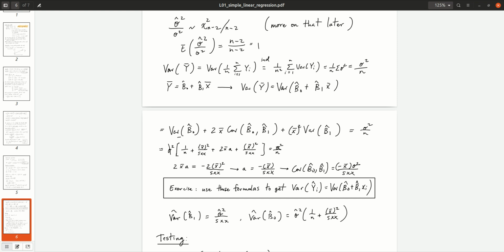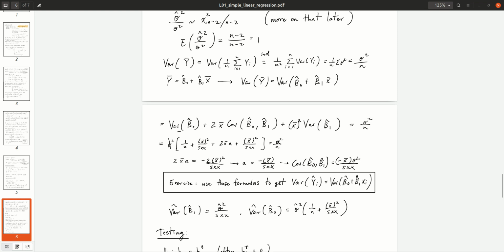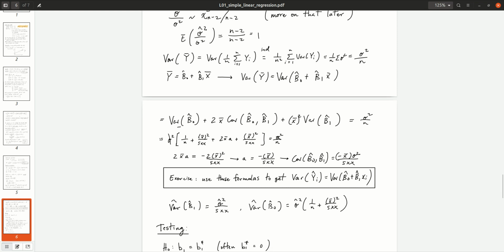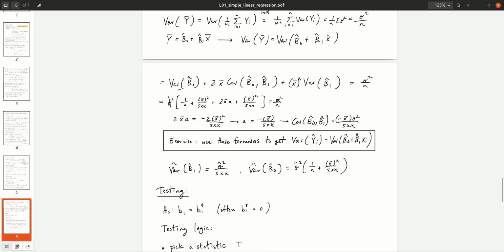And then the rest of this derivation is just solving for this, because this has a known formula above, and this also has a known formula above. And we know that the whole thing is equal to sigma squared over n because it's the same as the variance of y bar. Okay, so I'll skip the details of the derivation. You can go through this yourself, but this is just solving that equation for the covariance. And I'll just say yada, yada, yada. You get that the covariance of b0 hat and b1 hat is equal to minus x bar sigma squared over Sxx.